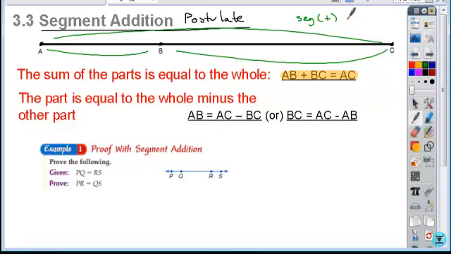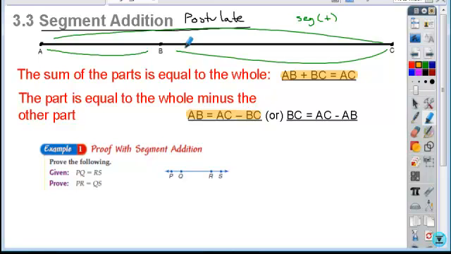And now, embedded within this definition, or in this reasoning that the sum of the parts is equal to the whole, is the concept that if you are looking for an individual part, each individual part is equal to the whole minus the other part. And so there's two other ways to express segment addition postulate, not just the sum of the two parts is equal to the whole. If we were identifying a single part, AB, then the part AB is going to equal the whole thing, AC, minus the other part, BC. So this is an alternate form of writing segment addition postulate.